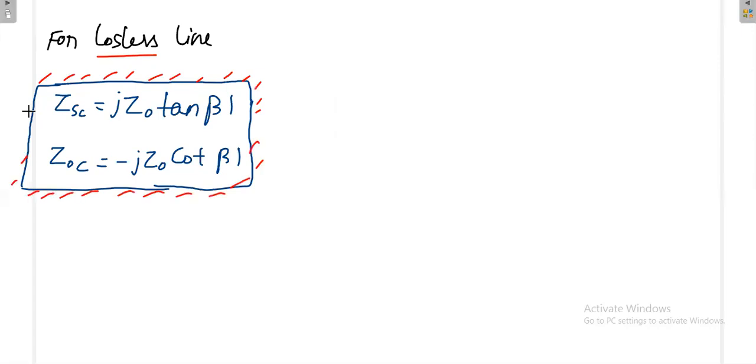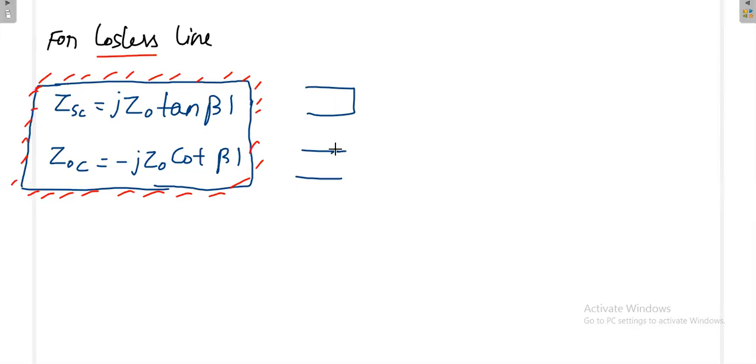For a lossless line, what is the short circuit impedance? What is the open circuit impedance? For short circuit, this is the impedance; for open circuit, this is. And there is some other way also to derive this formula. From the input impedance also we can derive this formula, that I will do later.